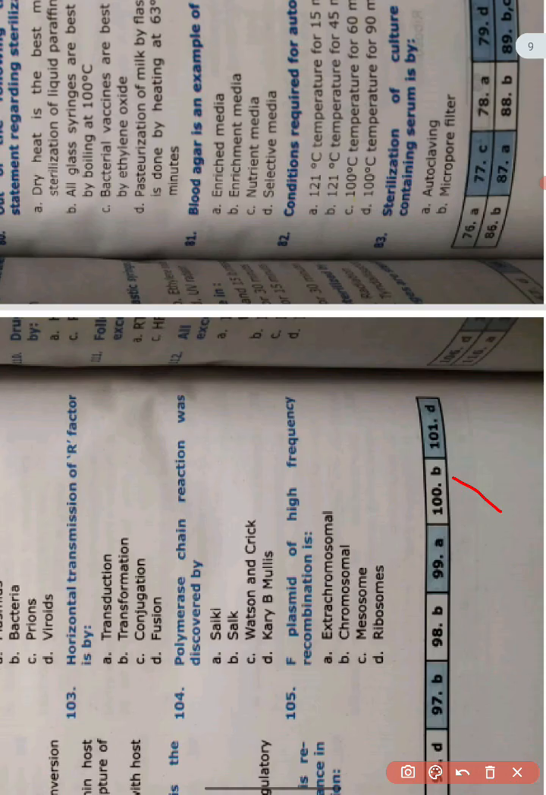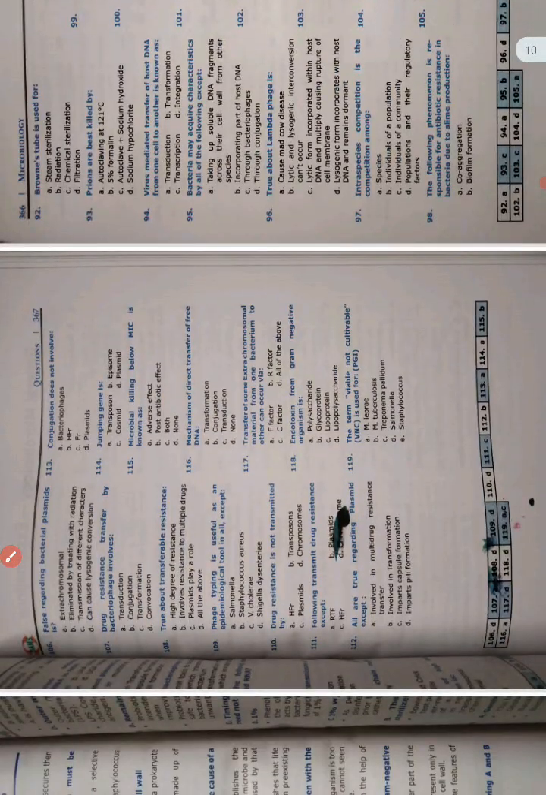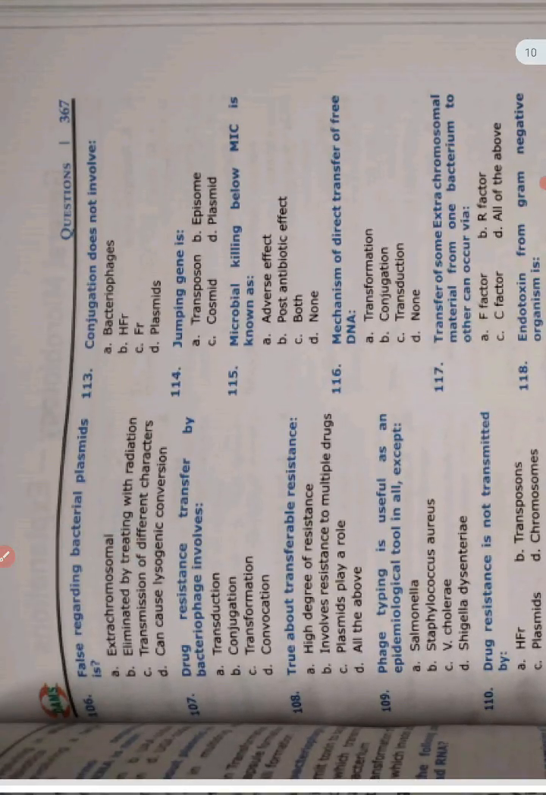F plasmid of high frequency recombination. F stands for fertility factor. It is an extra chromosomal element. Integration with bacterial DNA, episome. It is extra chromosomal, not intra. Okay, extra chromosomal.